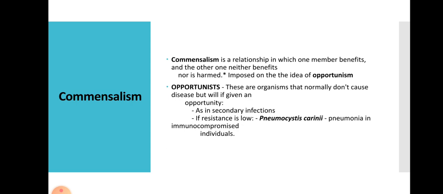The fourth type of relationship is commensalism. It is a relationship in which one member benefits and the other one neither benefits nor is harmed, built on the idea of opportunism. Opportunists are the organisms that normally don't cause disease but will if given an opportunity, as in secondary infections and if resistance is low, like Pneumocystis carinii pneumonia in immunocompromised individuals.